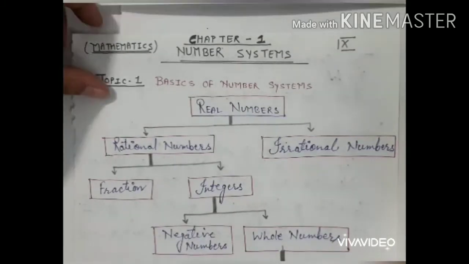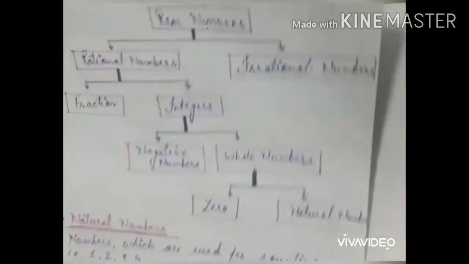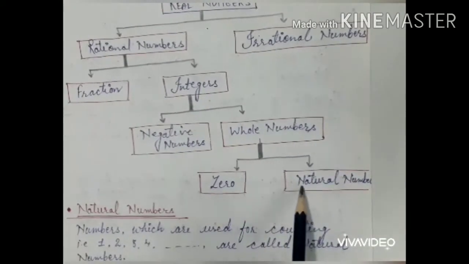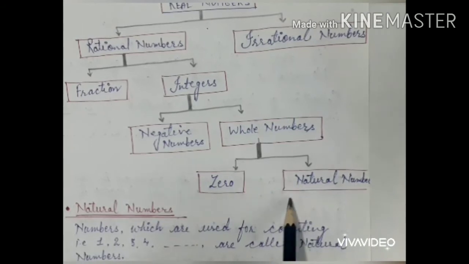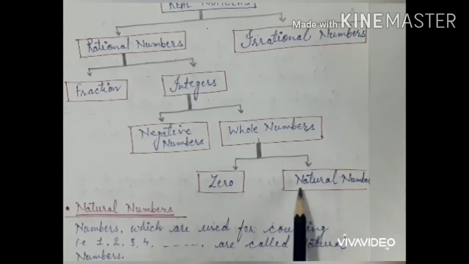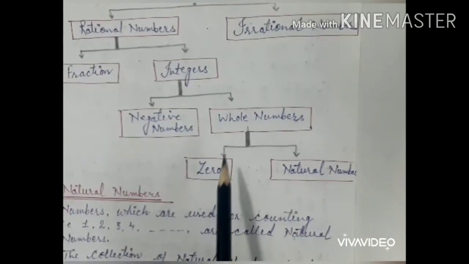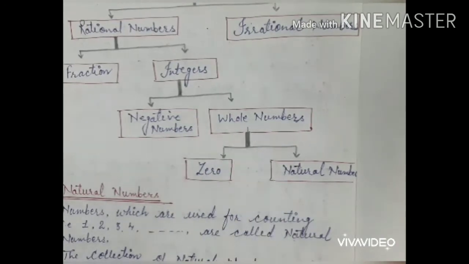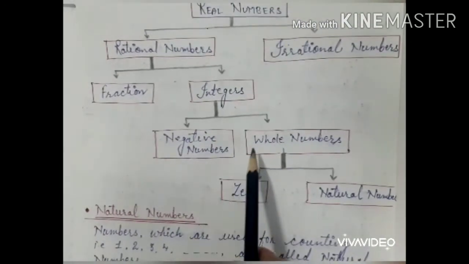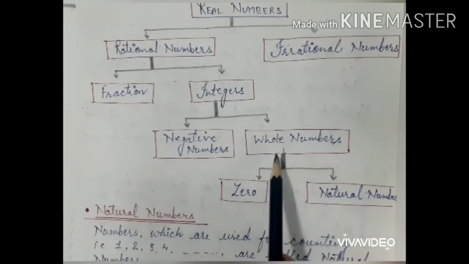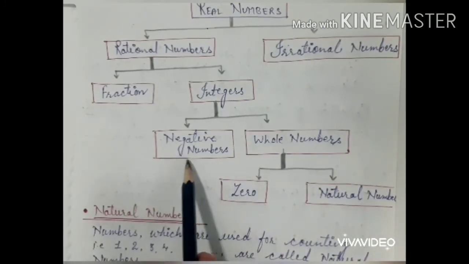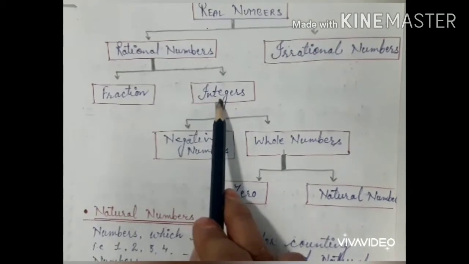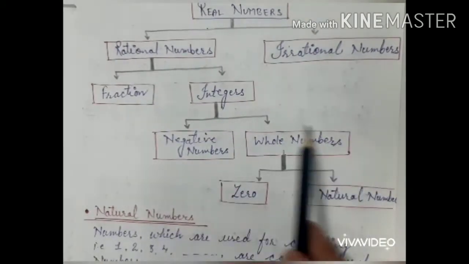In your earlier classes you have studied what a natural number is. The natural numbers start from 1 to infinity, that is, all the counting numbers are natural numbers. When we include 0 in it, it becomes your whole numbers. This collection is known as whole numbers, that is 0, 1 and all the positive numbers. When we add the negative numbers also, it becomes your integers. That means integers are the collection of all these.